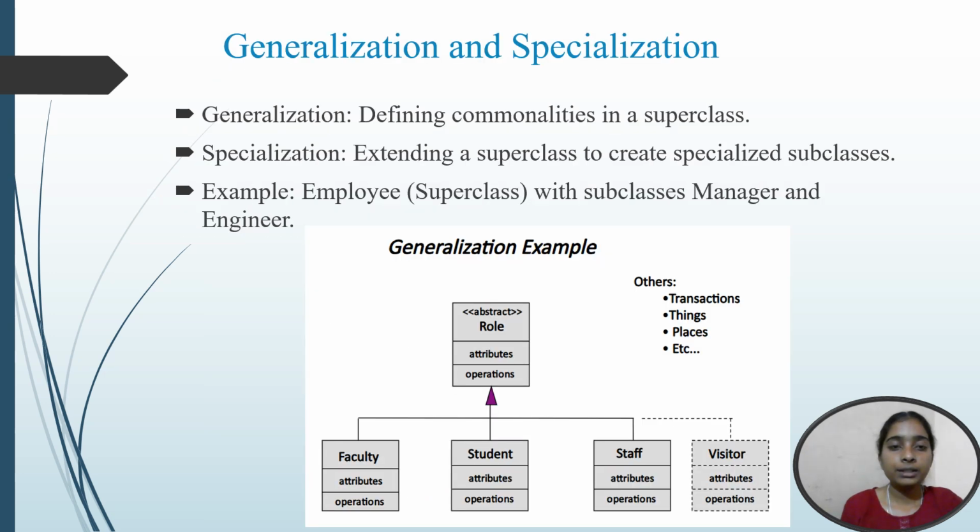In generalization and specialization, generalization is defining commonalities in a superclass. Specialization is extending a superclass to create specialized subclasses. For example, employee is a superclass with subclasses manager and engineer. In the generalization example, we can see that faculty, student, and staff are the superclasses for the role. It may be the college that consists of many superclasses.